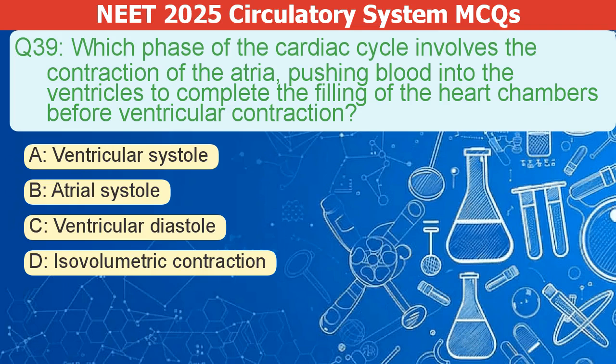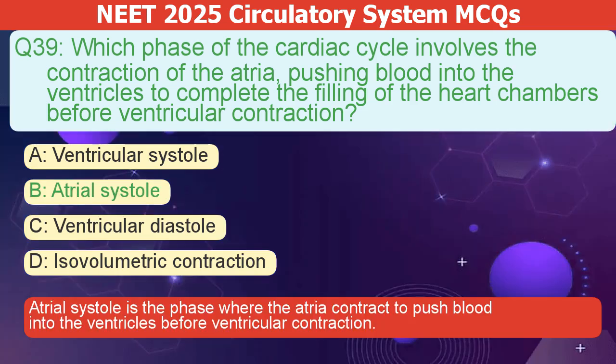Which phase of the cardiac cycle involves the atria contracting, pushing blood into the ventricles, to finish filling the heart chambers before the ventricles contract? A. Ventricular systole. B. Atrial systole. C. Ventricular diastole. D. Isovolumetric contraction. The correct answer is B. Atrial systole is the phase where the atria contract to push blood into the ventricles before ventricular contraction.